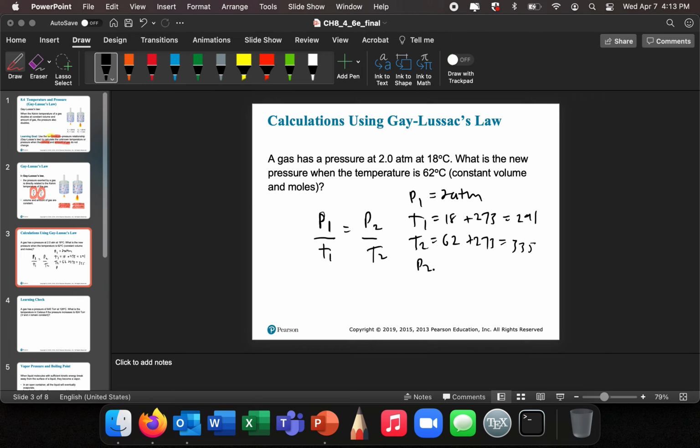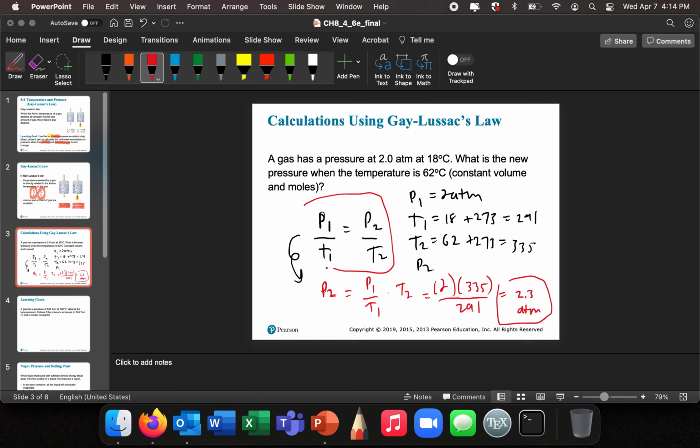Okay, so we're going to take this equation. We're looking really for P2, so we're going to rearrange it. P2 is equal to P1 over T1 times T2, which is equal to 2 atmospheres times T2, which is 335, over T1, which is 291. So that gives 2 times 335 divided by 291, which gives 2.3 atmospheres.